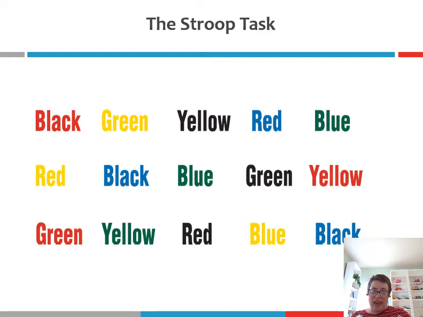So go ahead and pause the video if you've never done this particular task before. Go ahead and pause the video, and I want you to set a timer on your cell phone and measure how long it takes you to complete this task. Okay? So go ahead and pause the video for just a moment. And again, tell me as quickly as you can the color in which each word is printed.